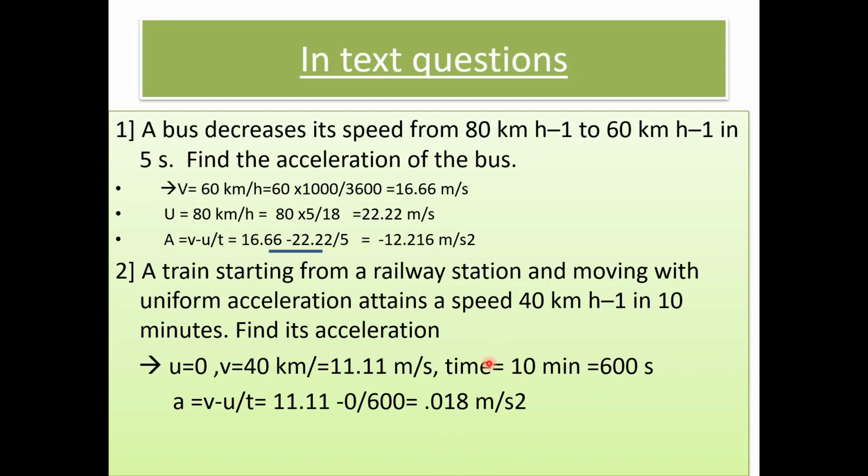Here the value of acceleration is positive, and from this numerical also you can see that the speed is increasing from 0 to 40. So A comes out to be positive. In the earlier one, 80 to 60, the value of A is negative. So acceleration can be 0, positive or negative.